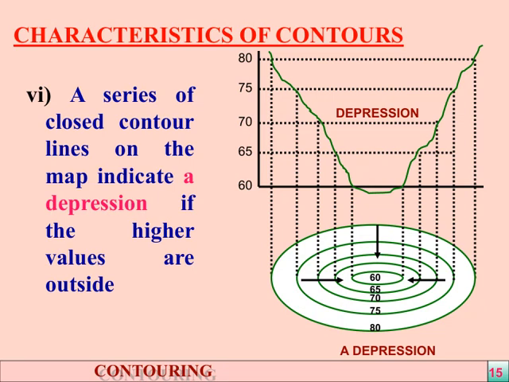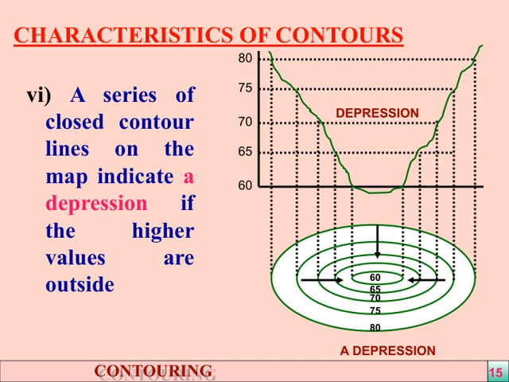Let's take a closer look at the characteristics of contours, specifically when it comes to depressions. When you see a series of closed contour lines on a map, it usually indicates a specific feature. Now, if the higher values are outside these closed lines, that suggests the area inside is actually a depression. Think of it like a bowl or a sinkhole. The elevation decreases towards the center, and the contours form a closed loop that encloses a lower area. This is important because it helps us identify depressions on the map.